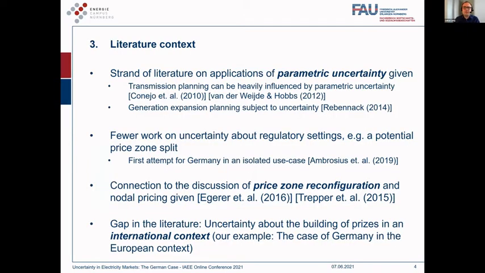So, let me give you a very short context about the literature. As I said, there is already a strand of literature on applications of parametric uncertainty. For example, there was some research about transmission planning, which can be heavily influenced by parametric uncertainty, but generation expansion planning is also subject to uncertainty. There's only little work on uncertainty about the regulatory setting, for example, this potential price zone split, which can be applied for Germany, as you will see later. One of my co-authors started this with a first attempt for Germany, but in an isolated use case. They just looked at Germany without any international context.